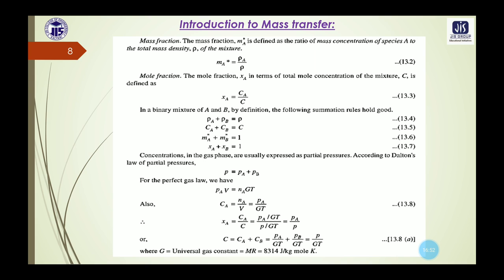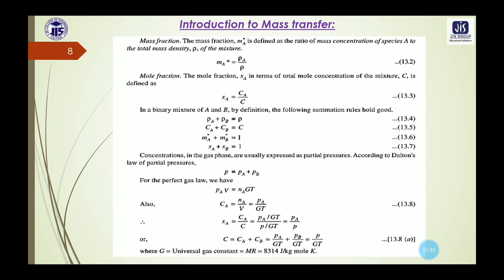Now in a binary mixture of A and B, the following summation rules are applicable. That is, rho A plus rho B equals rho. Then Ca plus Cb equals capital C. Then m star A plus m star B equals 1. And xa plus xb equals 1. Now the concentration in the case of a gas phase is actually expressed by partial pressure. The concept of partial pressure is already discussed; we are familiar with this from when we studied thermodynamics. And according to Dalton's law of partial pressure, total P equals Pa plus Pb in a mixture.